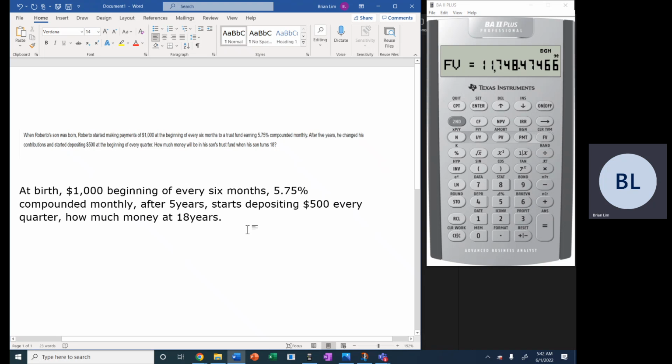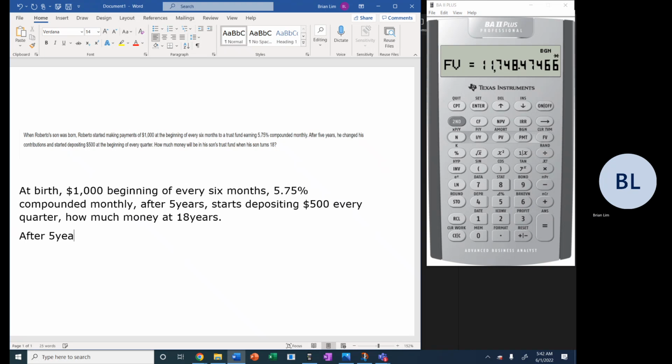and 47 cents. So after, we could say future value is equal to 11,784.48. Now that will become the present value for the next set of calculations, right?